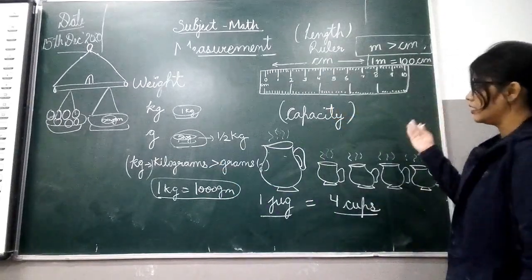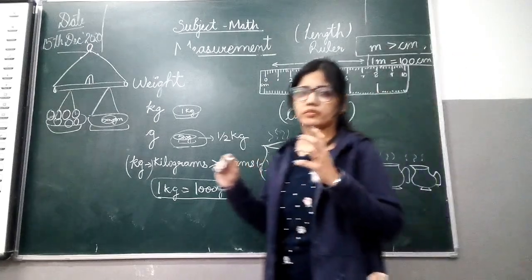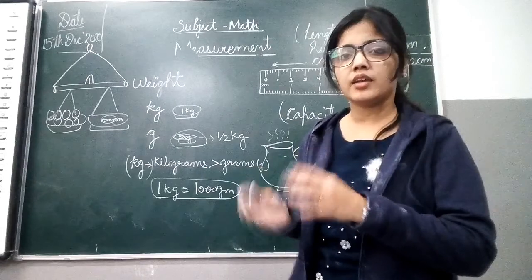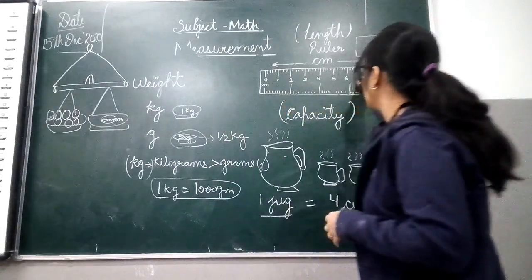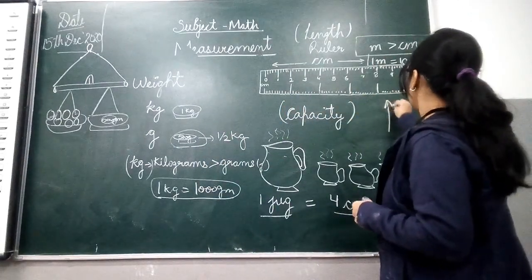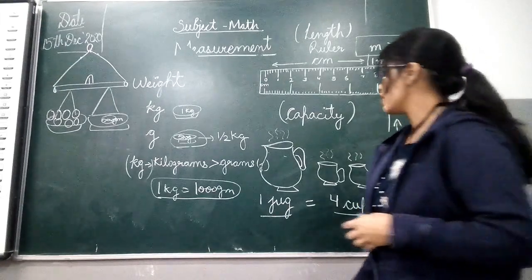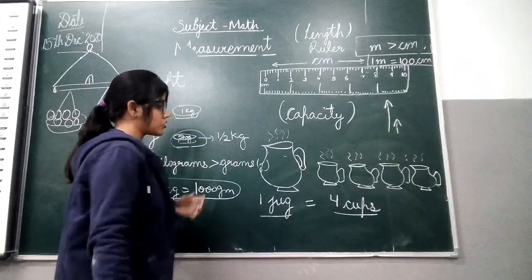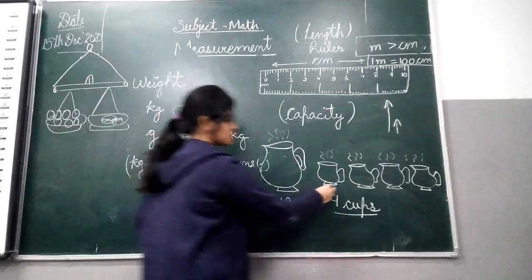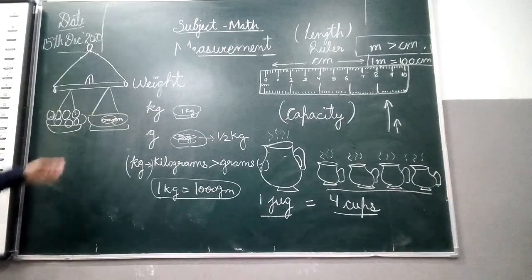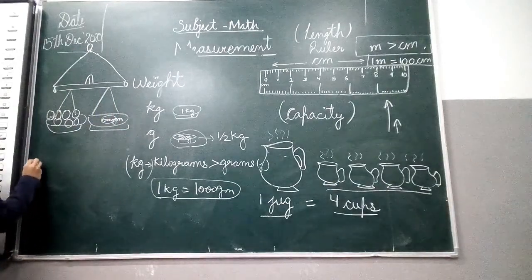We can also find the difference, or we can also compare two things. With length, what do we compare? We compare which one is longer and which one is shorter. For the capacity we get to know how many units are required, and to check the weight we see which one is heavier.